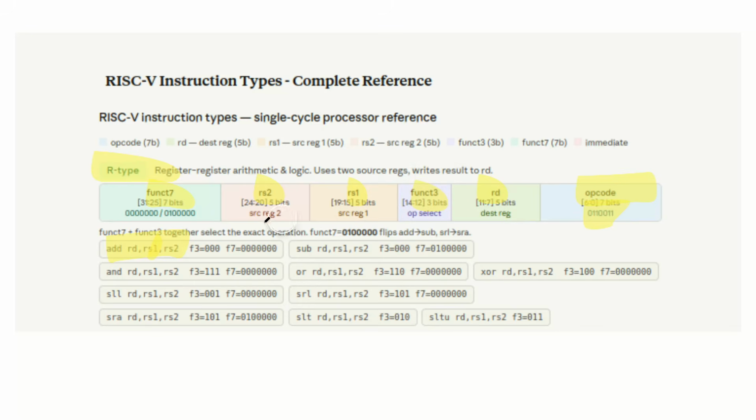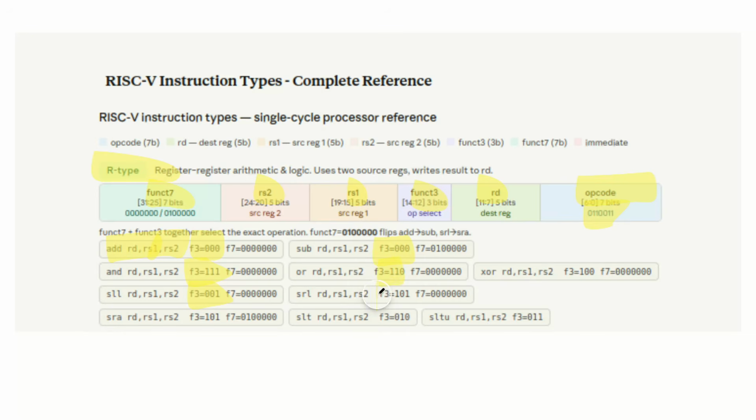Okay, which is 3 bit. So if you see for ADD, the function 3 value is 000, and for AND, the function 3 value is 111. And for SLL, the function 3 value is 001. Each of these has a different function 3 value, and I will teach you how to learn this also.